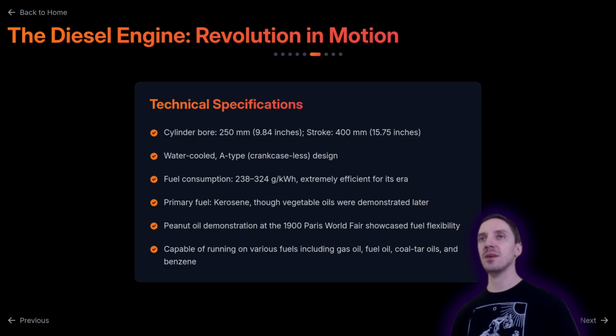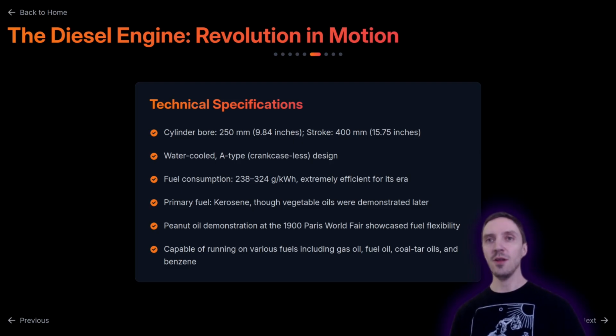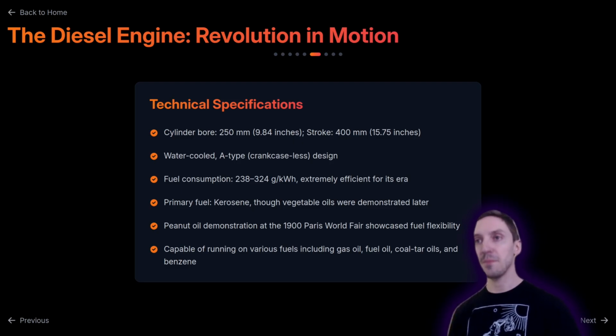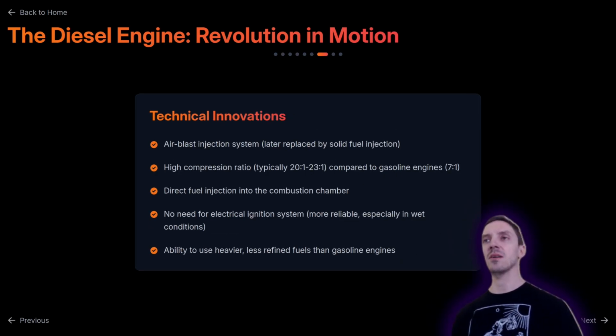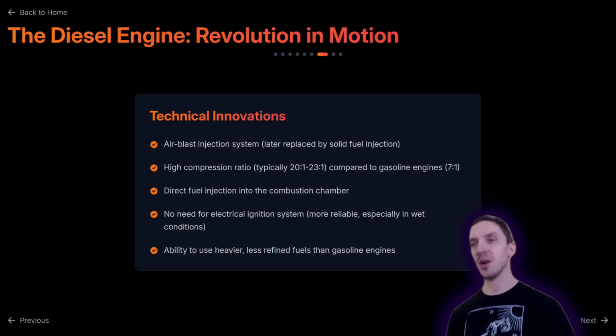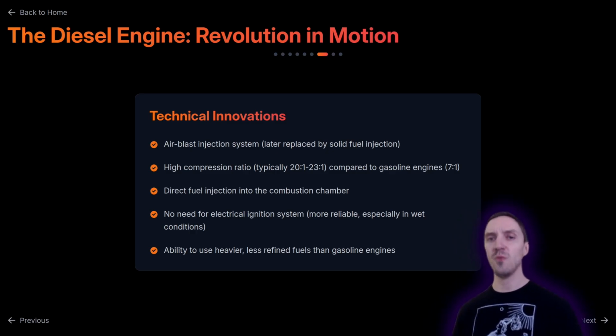Here are some of the technical specifications of the actual prototype. Peanut oil was demonstrated as a viable fuel at the 1900 Paris World Fair. There were many innovations that came along with this prototype. The direct fuel injection and the use of compression rather than spark plugs was massive. This is a part of the reason why, even today, diesel engines are considered more reliable than gasoline engines.